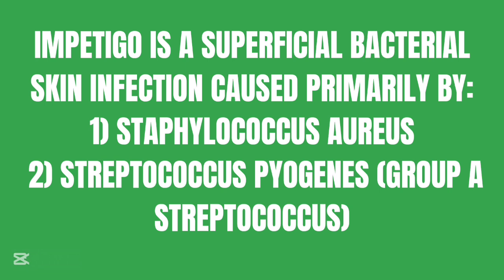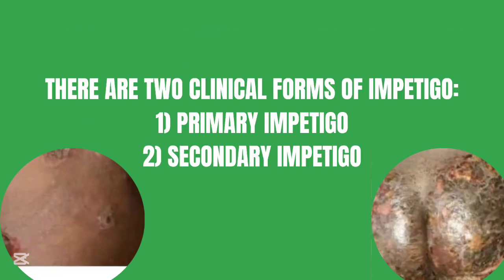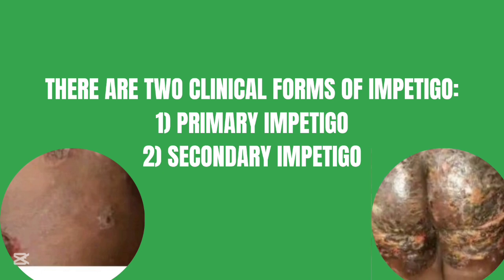When we say something is superficial, what we are trying to say is that it affects only the outermost layer of the skin. And bacterial, meaning it is of bacterial origin, it is caused by bacteria invading the skin. So there are two organisms that primarily cause impetigo. We have Staphylococcus aureus and Streptococcus pyogenes. We have two clinical forms of impetigo, the primary impetigo and secondary impetigo. We'll be looking at each of them.